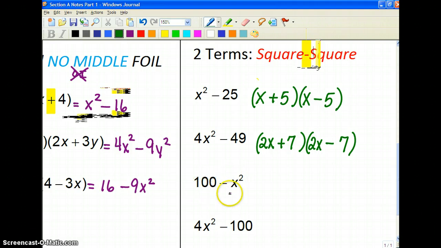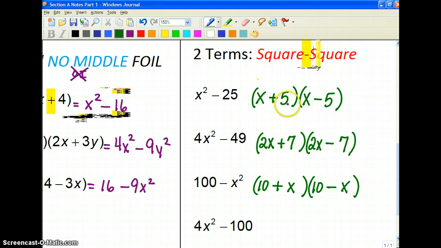Don't worry about this being backwards. People want to switch that around. You can't switch that around. There's a minus sign here. Again, it's a square minus a square. One of them with plus, one of them with minus. How do you get 100? 10 times 10. How do you get x squared? X and x.